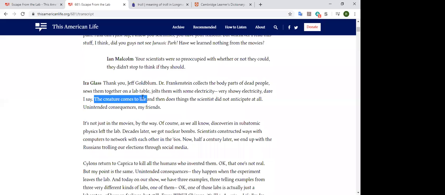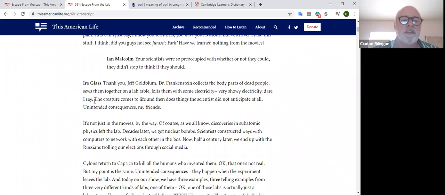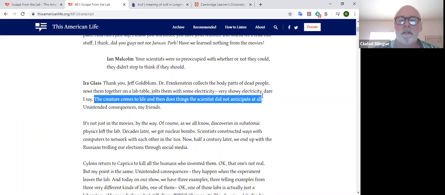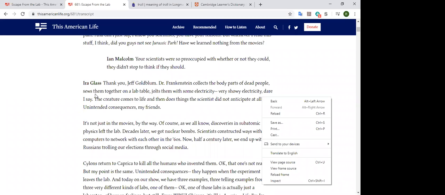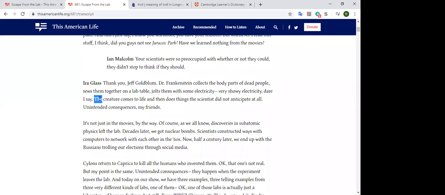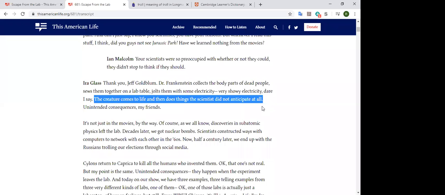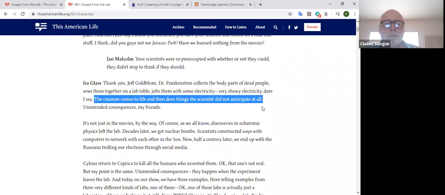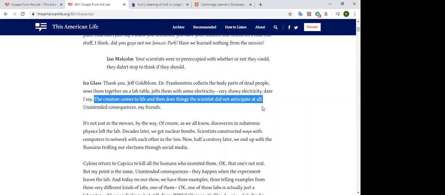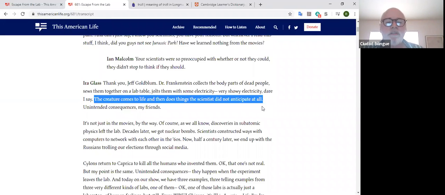Good. Michael. This time, Michael, the whole sentence, please. Okay, do I read it? Please. The creature comes to life and then does things the scientists did not anticipate at all. Okay. What comes to life and then does things the scientists didn't anticipate at all? You notice I changed did not to didn't.